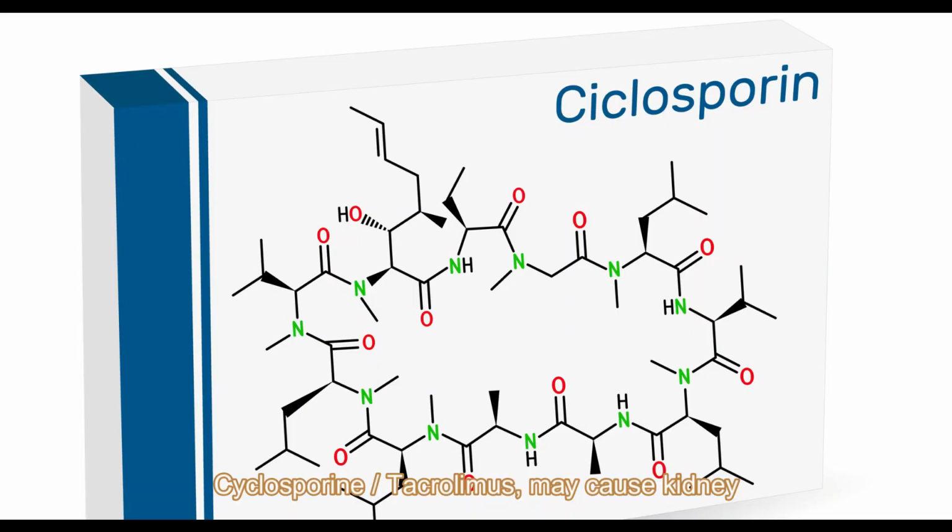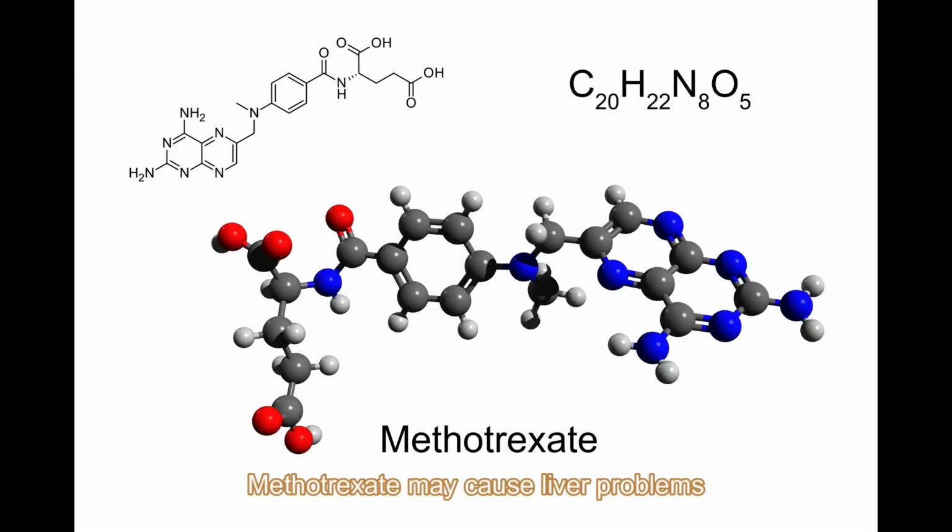Cyclosporin and tacrolimus may cause kidney problems and increased hair growth on the body. Additionally, while rare, they can also cause neurological issues, such as seizures, tremors, confusion, and anxiety. Methotrexate may cause liver problems, nausea, vomiting, abdominal pain, and mouth sores.